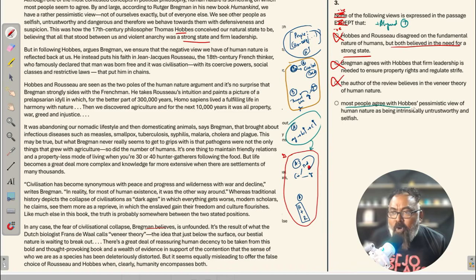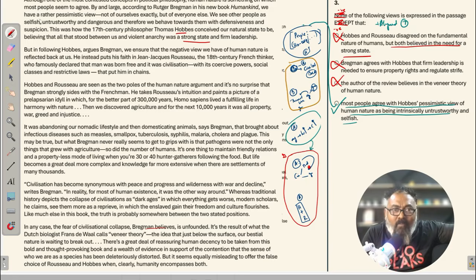Most people agree with Hobbes' specific view of human nature as being intrinsically bad. People believe that human nature is bad. First, the main key idea of paragraph number 1: most people agree on this pessimistic view. But there was Hobbes.